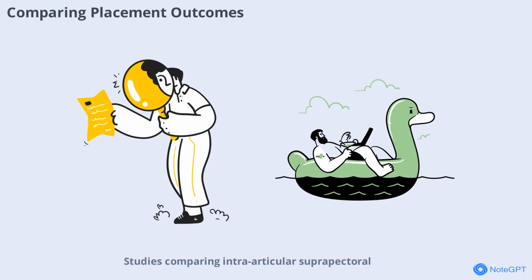Studies comparing intra-articular, suprapectoral, and subpectoral tenodesis show that all three approaches yield excellent clinical outcomes. There are no significant differences in functional scores, range of motion, or strength deficits. This suggests that the choice of tenodesis site can be tailored to individual patient needs and surgeon expertise without compromising overall results.